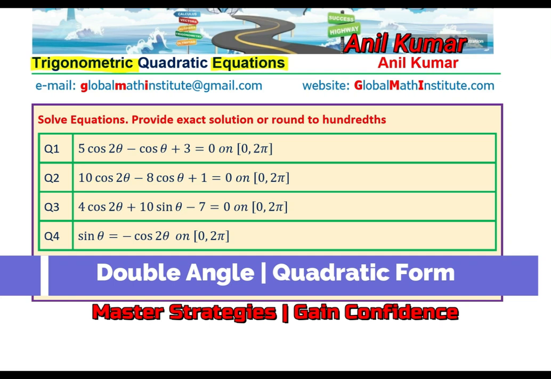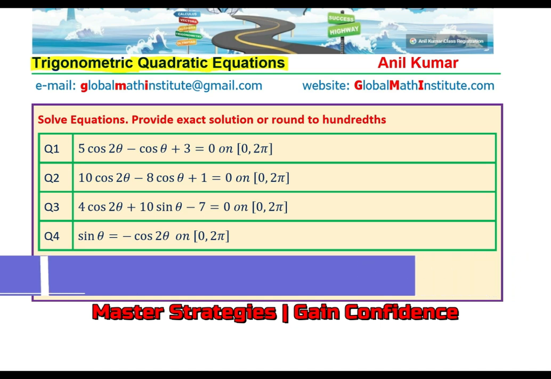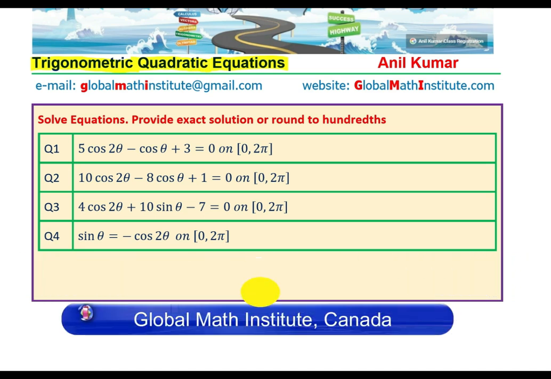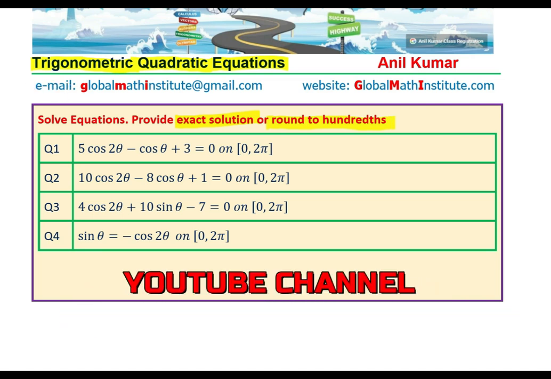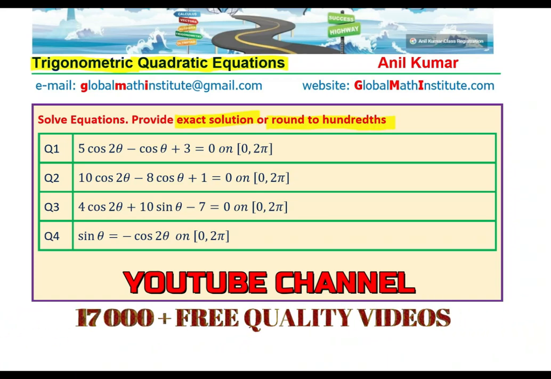We have few equations here, four of them, involving double angle. Now, when you simplify these equations, they turn out to be quadratic equations. And based on that, the question here is, solve equations, provide exact solution, or round to the hundreds, since you might have to use the quadratic formula and get a decimal value. Great. So make a note of these four important questions from test point of view. We'll take them one by one.